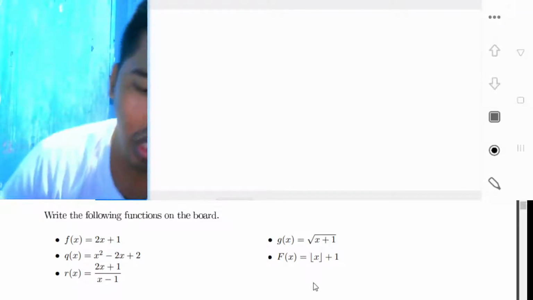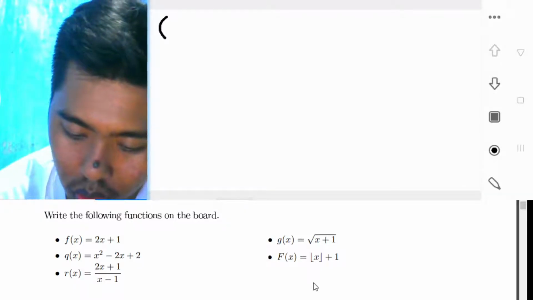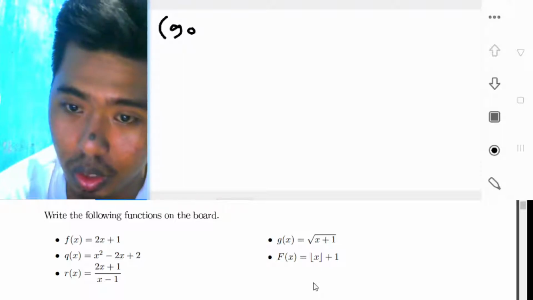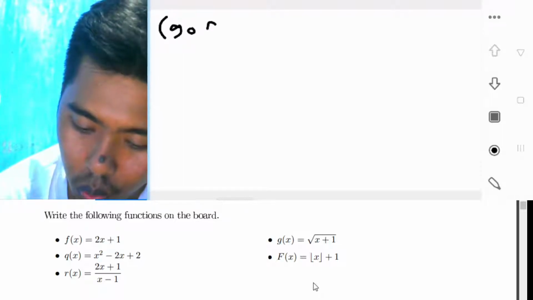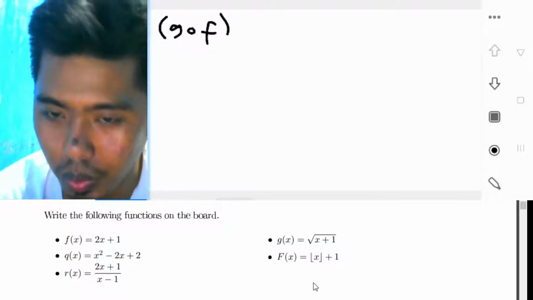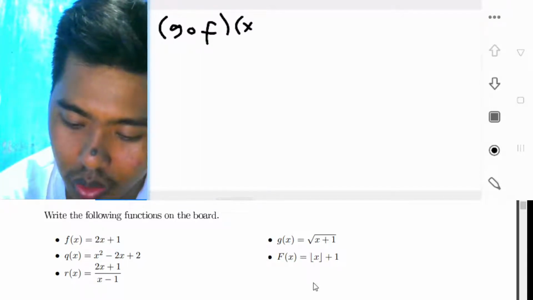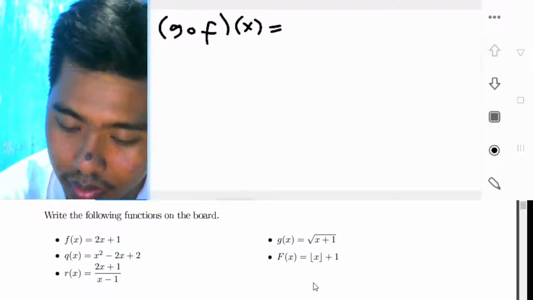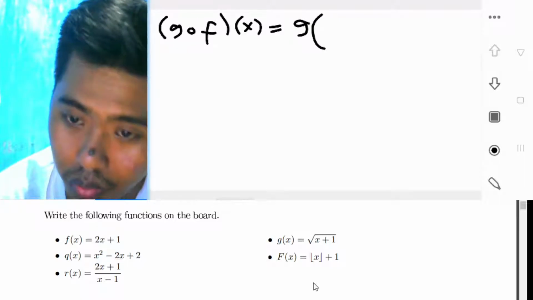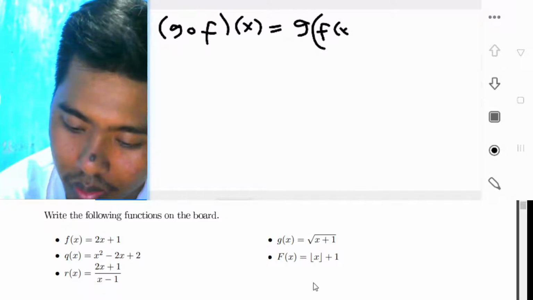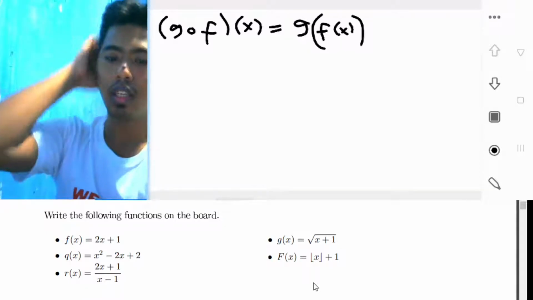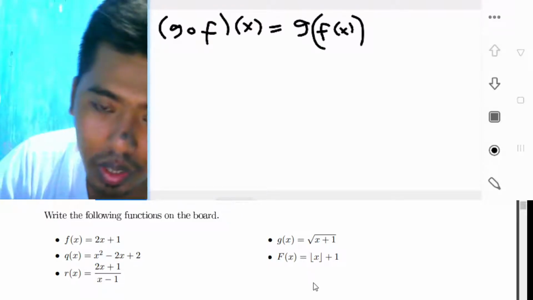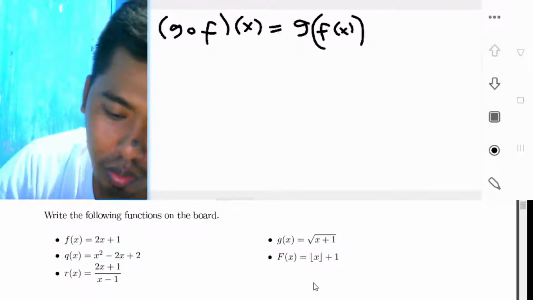Alright, so g composite f of x. The composite symbol is like a small o. Okay, g composite f of x, that would be like this: g of f of x. So that would be the form of the composite. Now let's try to find and simplify g composite f of x.